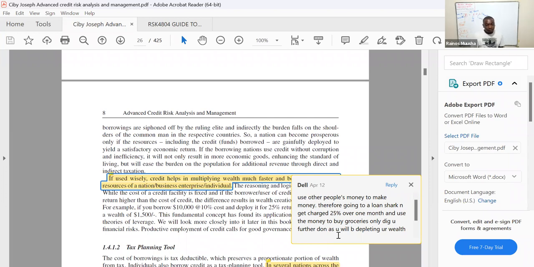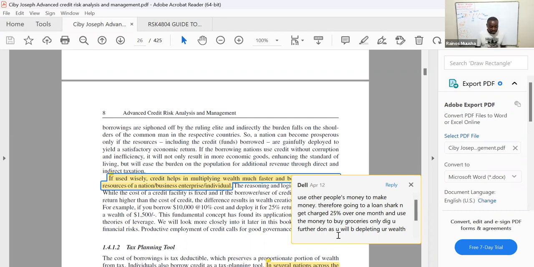Remember, we said that we need to use credit to create wealth, which means that if you're going to go to a loan shark, which charges you 25% over a month or even 50% over a month, and you use that money not to create more money, but to buy groceries, it basically means that you are not going to be creating wealth. In this case, credit is not acting in your best interest.